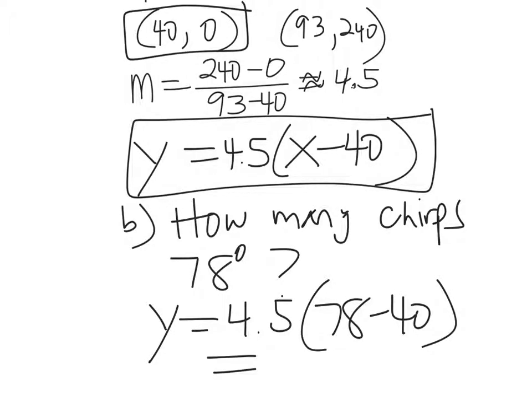And we learned last chapter how to evaluate that. If you have the calculator, you can put parentheses. You don't even have to do the subtraction in your head or anything. And it ends up being about, we'll round to the nearest chirp, 172 chirps.